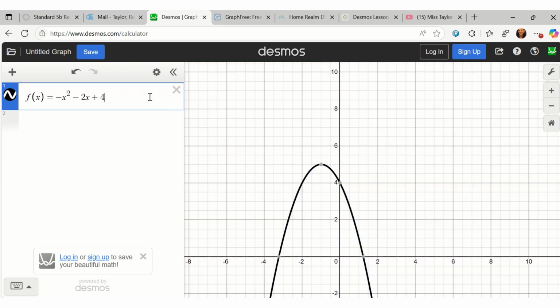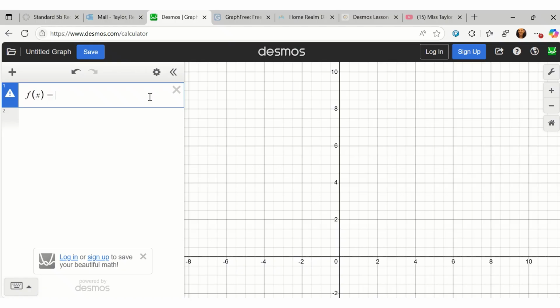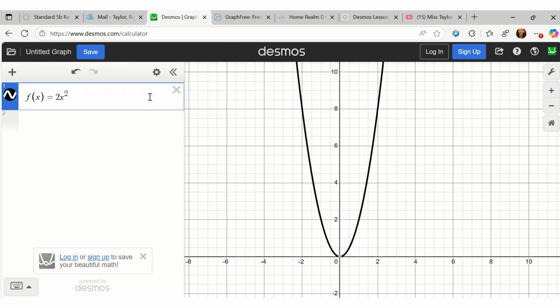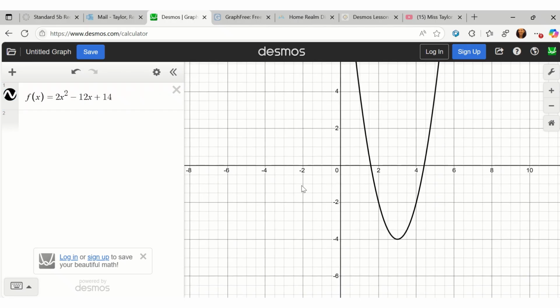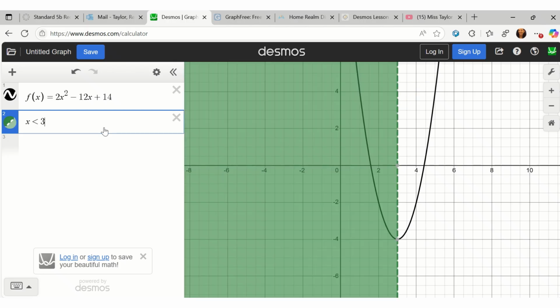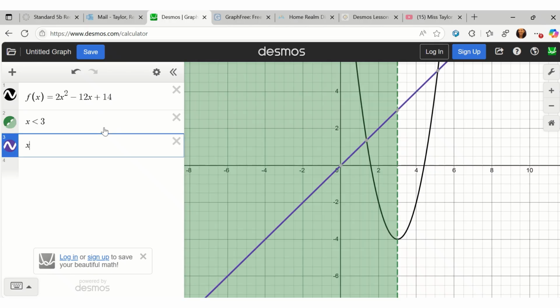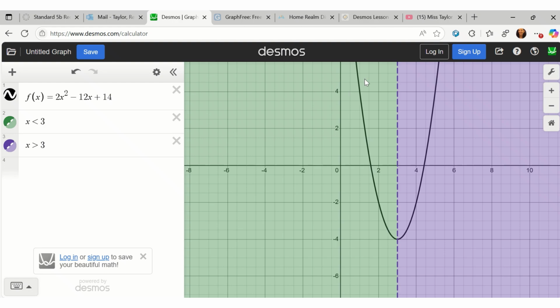Second one is, who knows, it's getting dark in here. 2x squared minus 12x plus 14. All right. So there it is. Okay, and we're going to focus on that x coordinate because the -4 isn't super helpful. So with x is less than 3, that appears to be my decreasing, and x is greater than 3 is where it's increasing. So decreasing, decreasing, decreasing, decreasing, and then increasing, increasing, increasing.